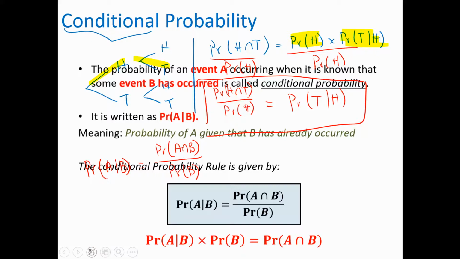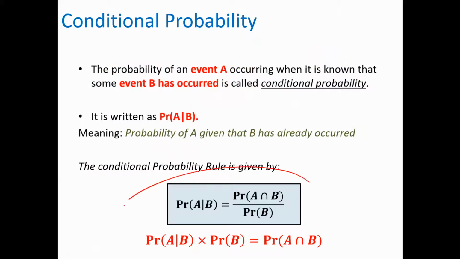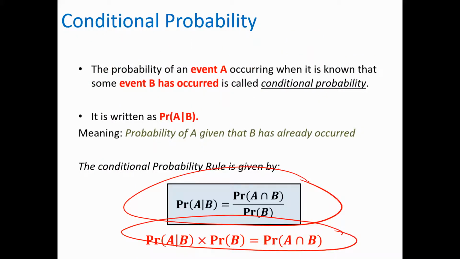So that was the rule from last year. If I just delete everything, you can see this is what you learned last year. That's the multiplication rule, just rearranged. It's all by theory, depending on that. So A given B.